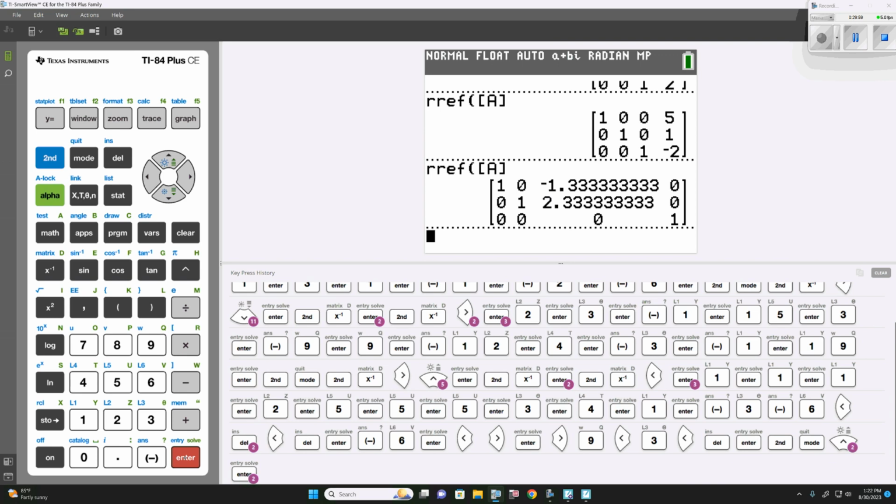Now, I don't like those decimal numbers. Did we all get something that looks like this here?